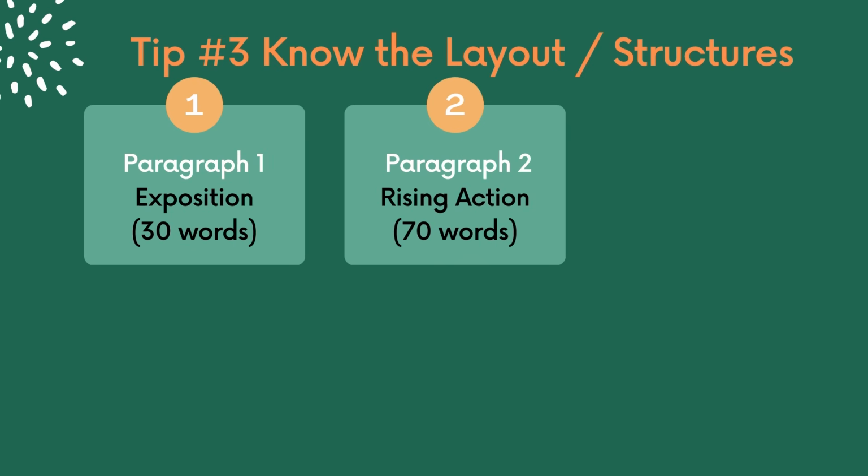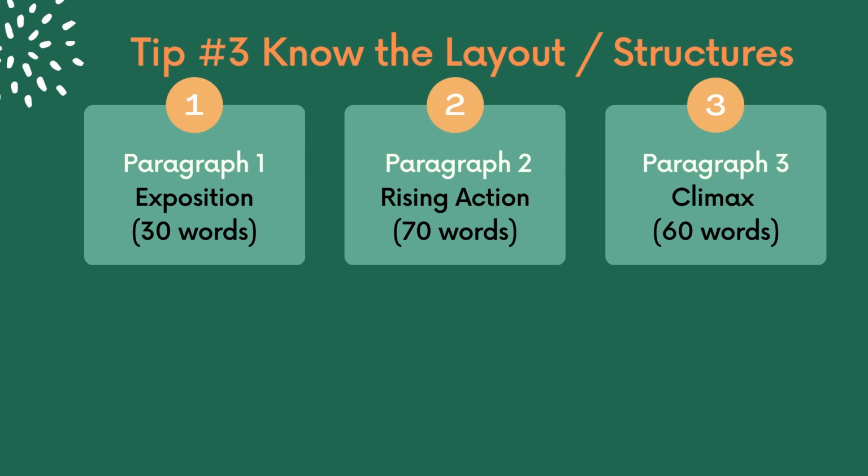For paragraph 2, the rising actions or the incidents leading to the climax of your story, you can have at least 70 words for this part. For paragraph 3, the climax is a moment of peak in the story, the exciting part or the greatest pressure of the story. You can allocate about 60 words.